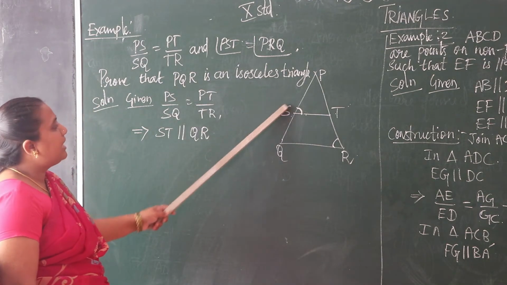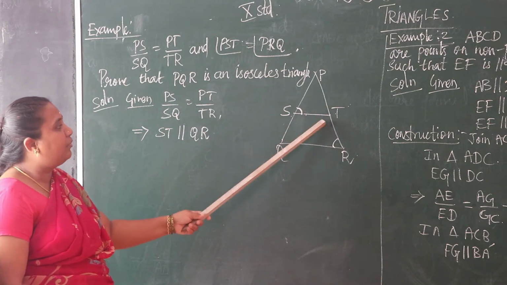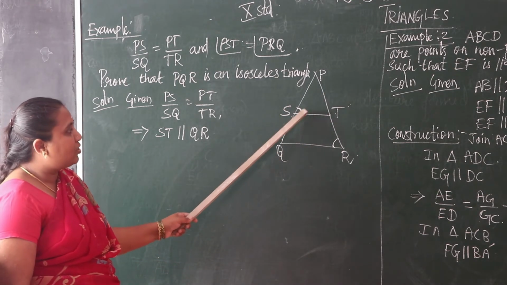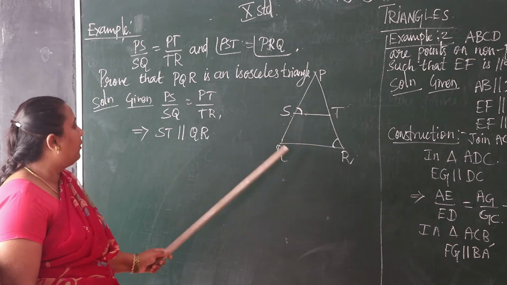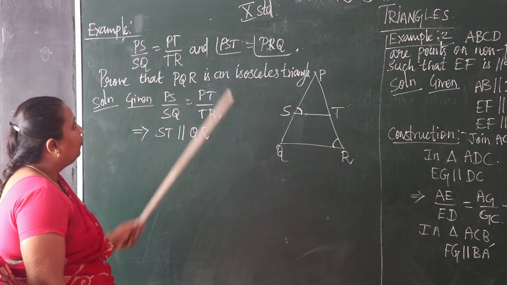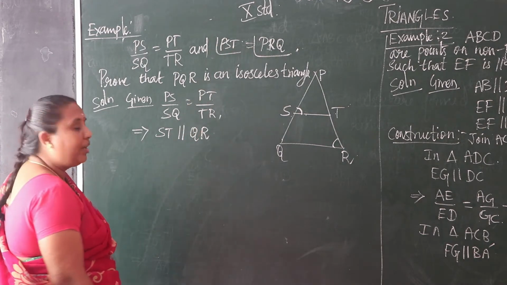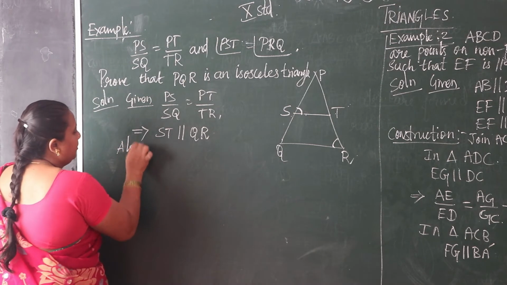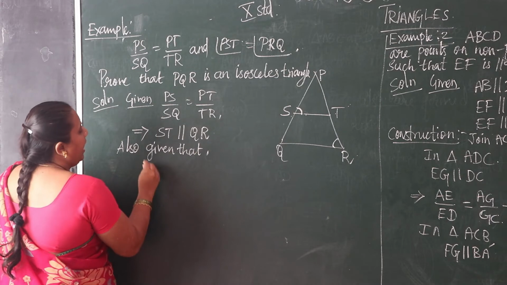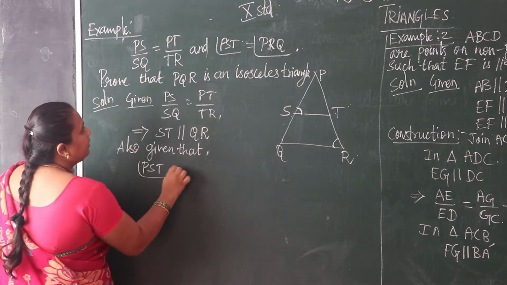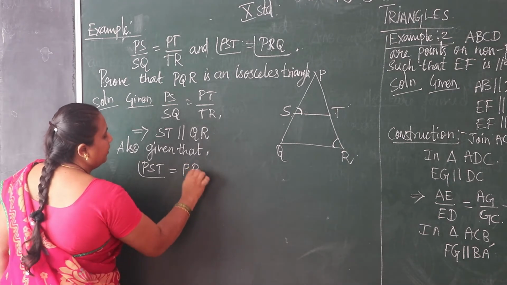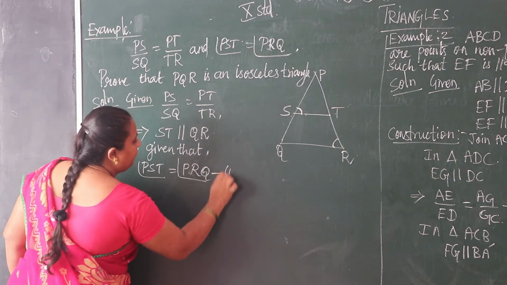The two sides of the triangle are divided in the same ratio, which means that line ST is parallel to QR. So from this we can say ST is parallel to QR. Then we have triangle PST, and also it is given that angle PST equals angle PRQ. Sorry, PRQ. So this is equation number 1.